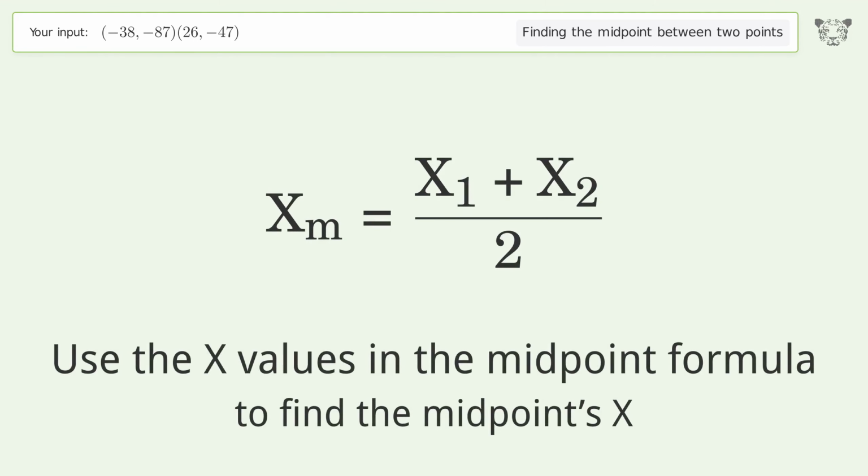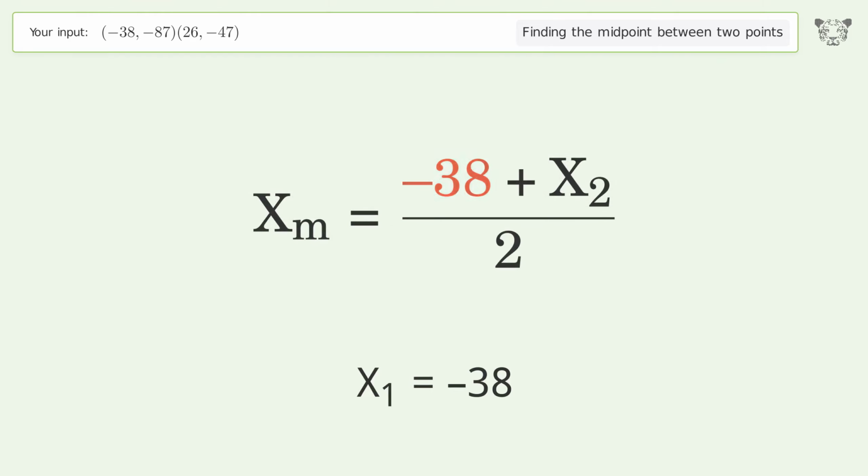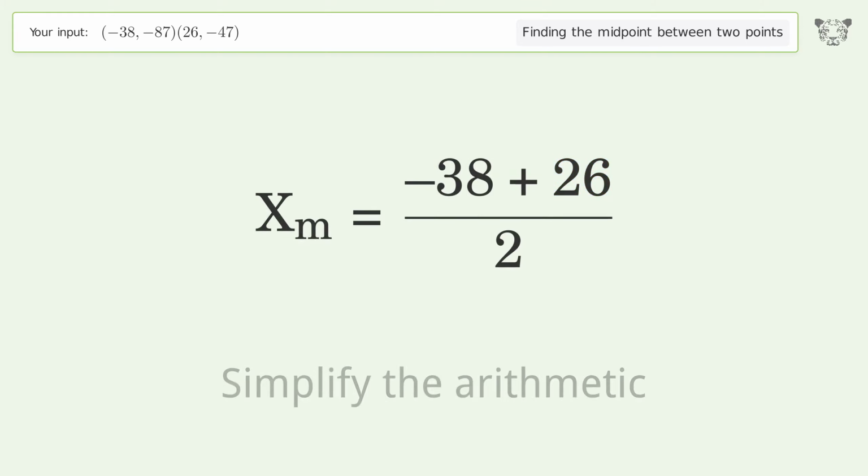Use the x values in the midpoint formula to find the midpoint's x. x1 equals -38. x2 equals 26. Simplify the arithmetic.